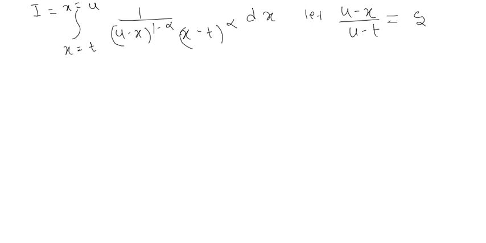Then if I am using a substitution for the integration, what are the three things that should be changed? These limits will change. Then inside the integral sign, wherever the term (u minus x) divided by (u minus t) is there, I will have to replace it by s, and this dx should become ds, okay. So let us do all those changes.